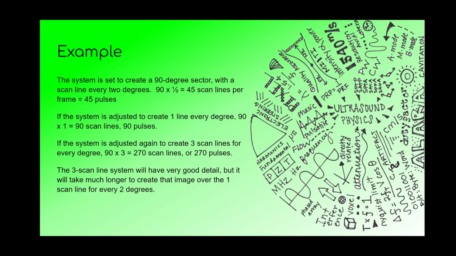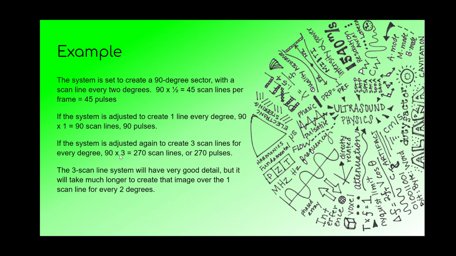So let's go back to our example then. If we have a system set up with a 90-degree sector, and there is a scan line for every 2 degrees, so this is different from what we talked about a second ago, there's now a scan line for every 2 degrees. We have 90 scan lines multiplied by half, so we are creating a picture with only 45 scan lines. If we have 45 scan lines, then that means we have 45 pulses going out into the body to create one picture. If we adjust the line density to now say that there is 1 scan line for every degree, then we have 90 times 1, which means we have 90 scan lines now, or 90 pulses.